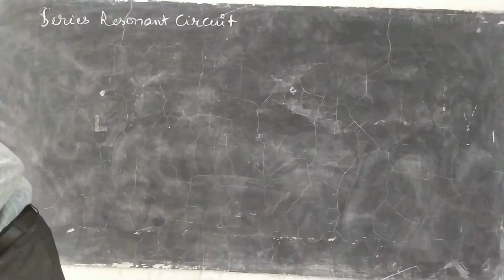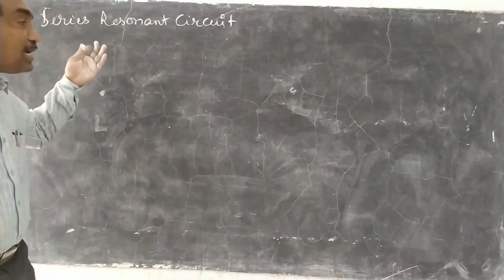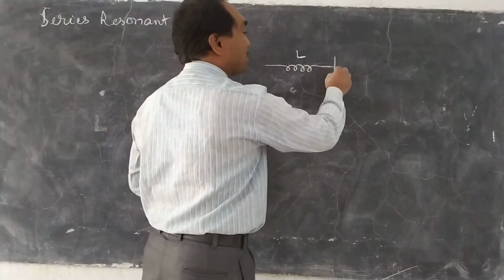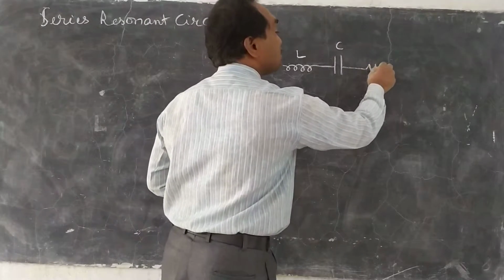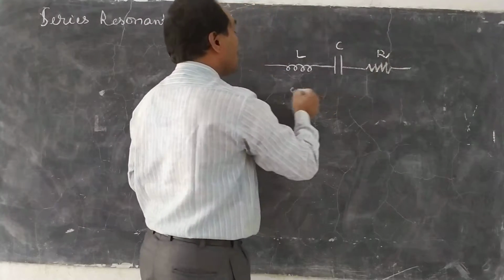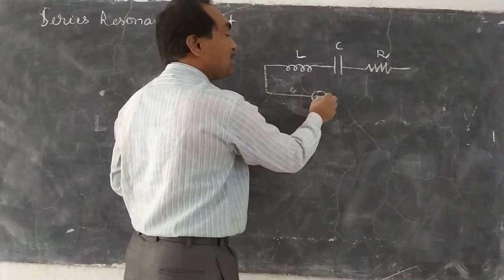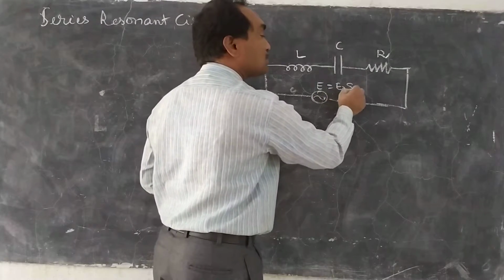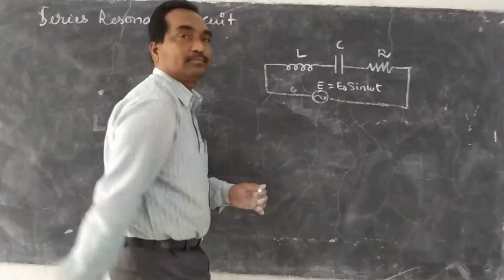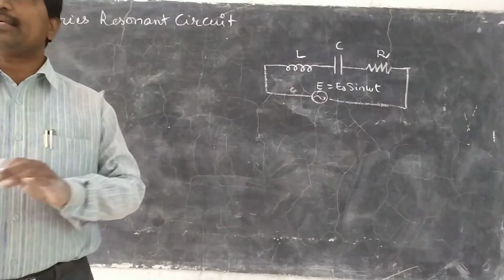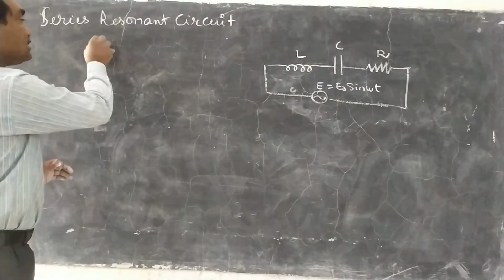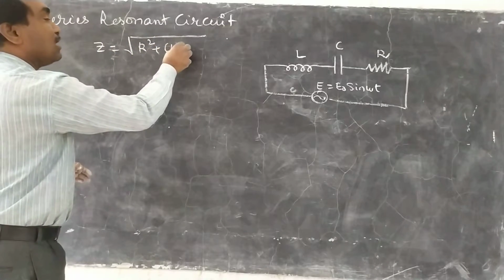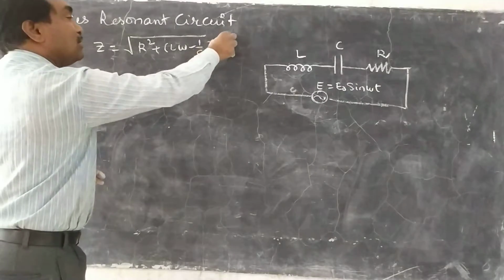What is this series resonant circuit? In case of the LCR circuit, there is an inductance L, capacitor C, and resistance R. This is connected with the alternating voltage source, that is E equals E naught sin omega t. In the LCR circuit, we know the impedance is Z equals square root of R square plus L omega minus 1 by omega C, whole square.